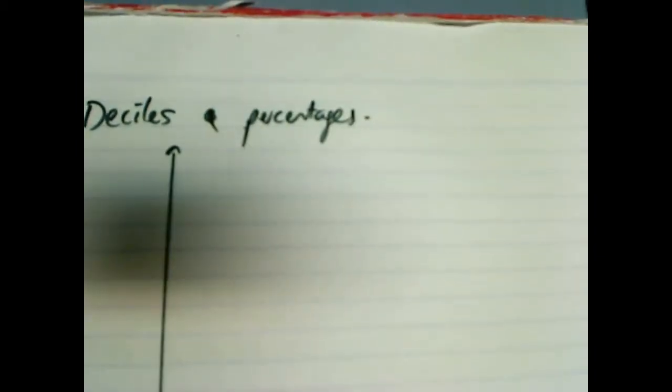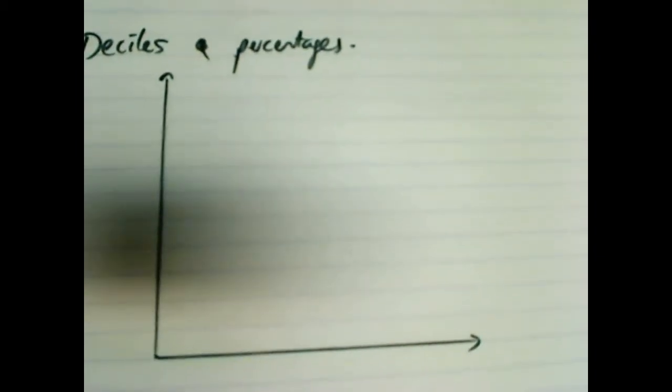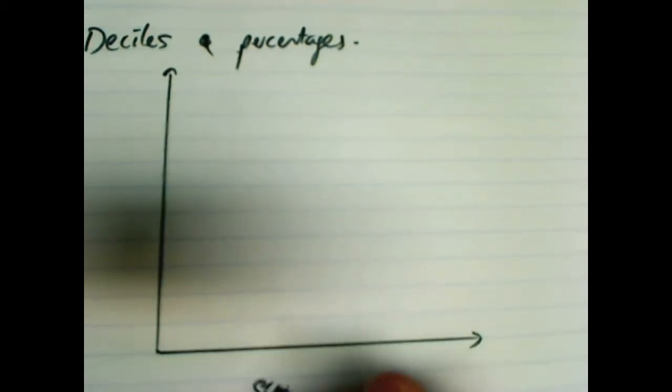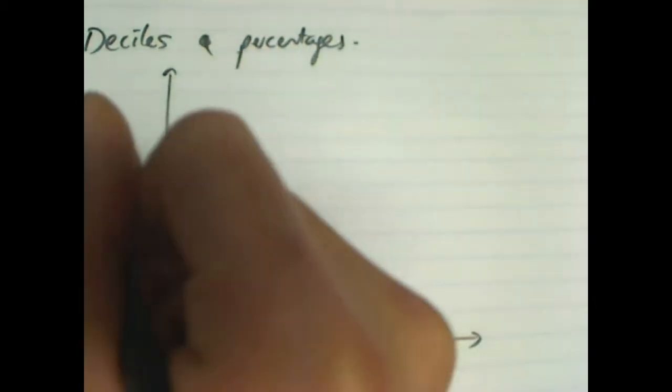Alright, this is deciles and percentages. Decile percentages is now breaking it into 10% sections rather than quarters. Your graph will always be random. Now this is a random example, okay? Make sure that you always have score at the bottom and you have cumulative frequency on the left.